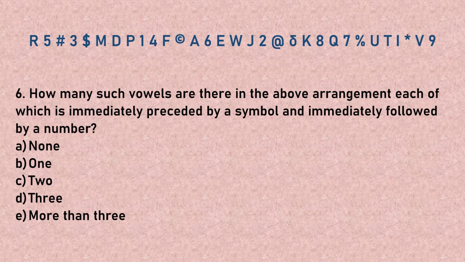Moving to the last part of the question, how many such vowels are there in the above arrangement, each of which is immediately preceded by a symbol and followed by a number? So we have to look for vowels this time, and the vowel needs to be preceded by a symbol and followed by a number. Let us first look for the vowels. Where is the vowel here? Okay, we have a vowel here, that is A. Then we have an E. Do we have an I? Yes, we do have an I.